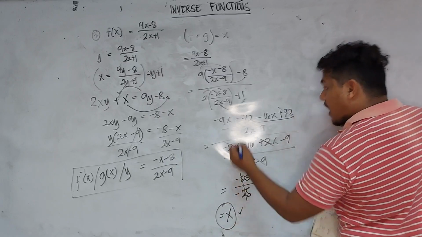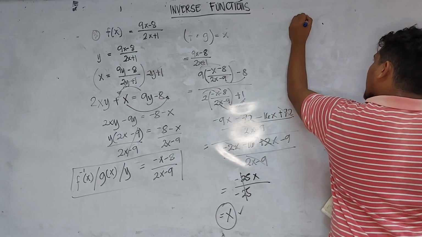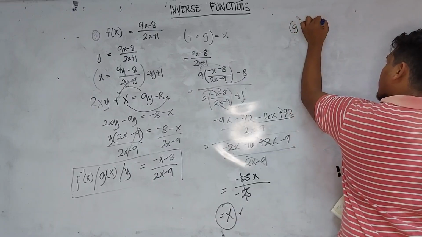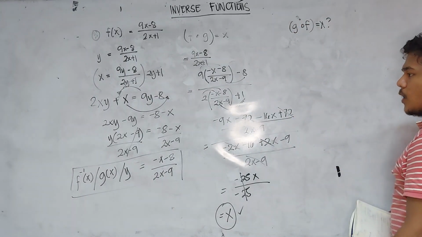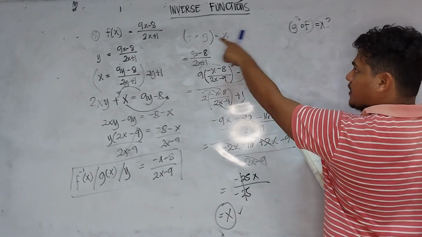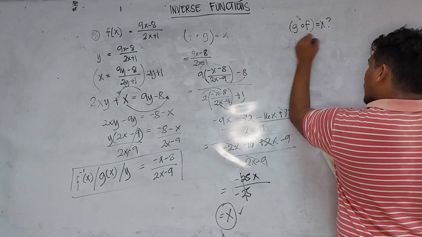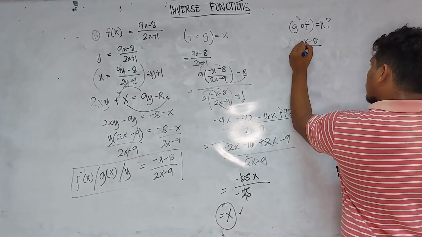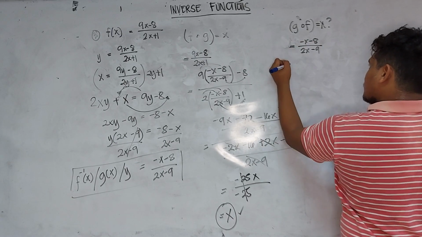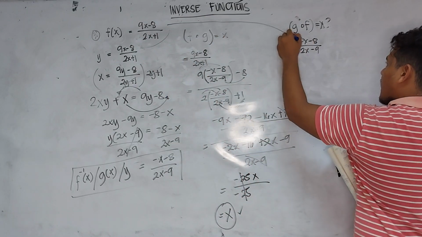Again, we have verified f of g. How about g of f? It should also equal x. Let's try. If true, then that is the answer. How do you solve for that? So, what is the value of g? Negative x minus 8 over 2x minus 9. So, what do we do? We input the value again into our x's.